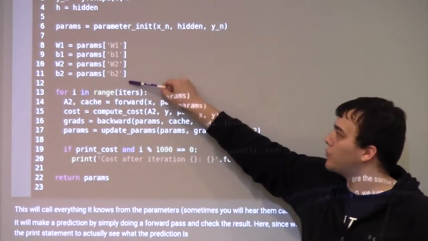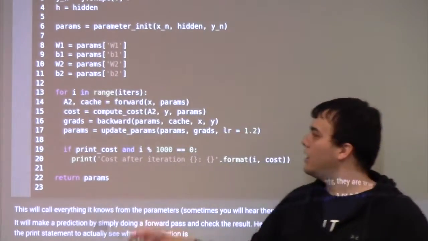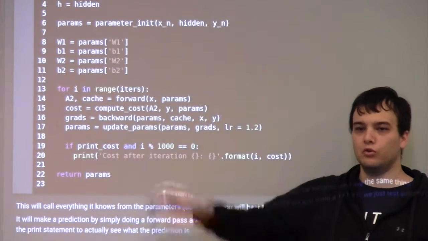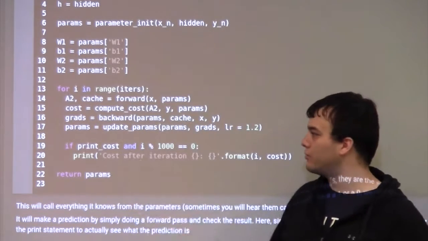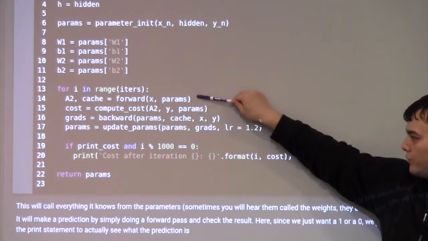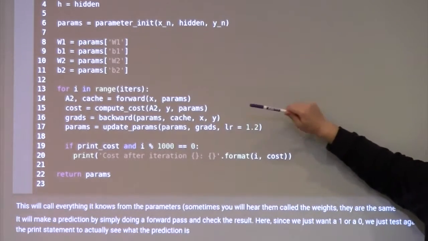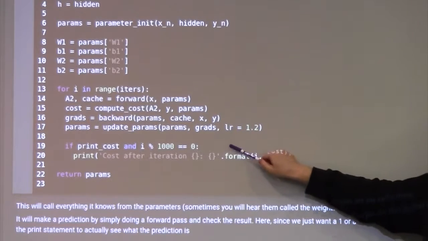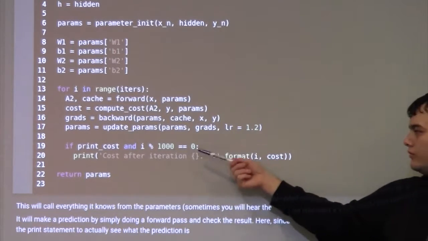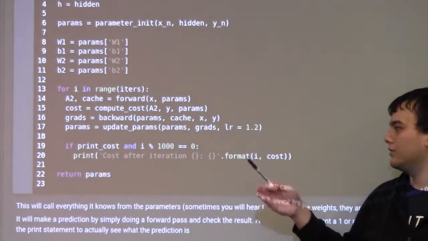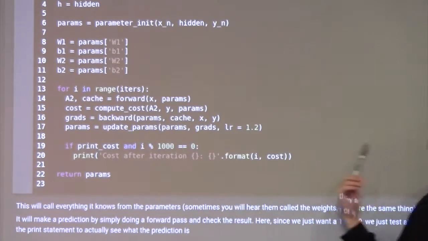We're going to grab all of our parameters here, and then in range iters, that just means we're going to loop over it iters number of times. We're just going to do a forward pass, compute the cost of it, do a backward pass, and then update all the parameters. And then if it's divisible by a set interval and it's 0, we're just going to print the cost.